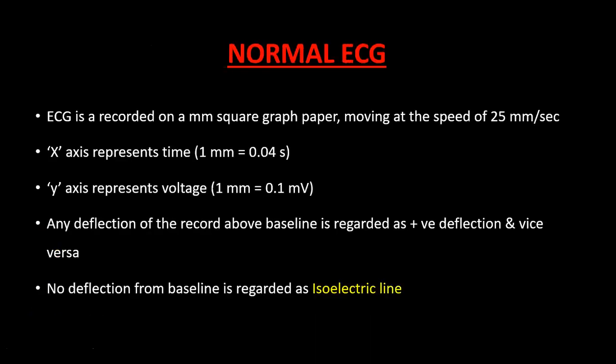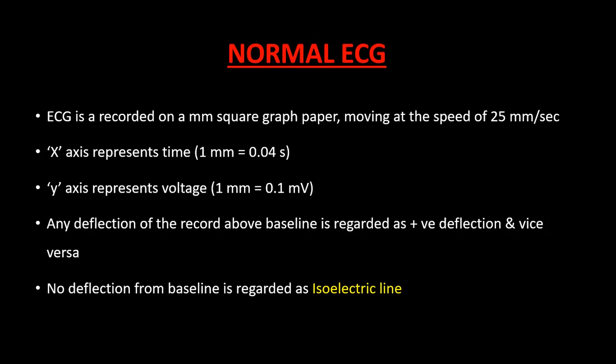Now let's discuss how the normal ECG will be. The ECG is recorded on a millimeter square graph paper moving at the speed of 25 millimeter per second. The x-axis represents time, where 1 millimeter is equal to 0.04 seconds. The y-axis represents voltage, where 1 millimeter is equal to 0.1 millivolt.